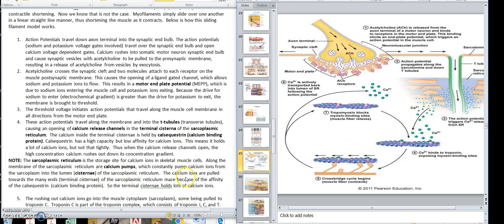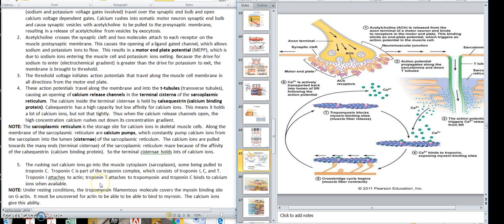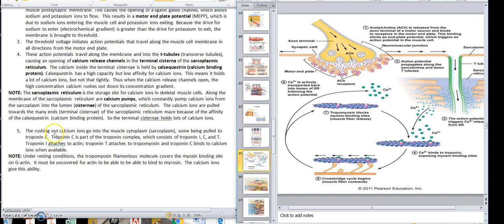The calcium ions are pulled towards the ends, the terminal cisternae of the sarcoplasmic reticulum maze, because of the affinity of the calsequestrin, which is also called calcium binding protein. So the terminal cisternae holds a lot of calcium ions, okay, but it doesn't hold it that tightly. Now let's go further. The rushing out calcium ions go into the muscle cytoplasm, which is also called the sarcoplasm, some being pulled to troponin C.